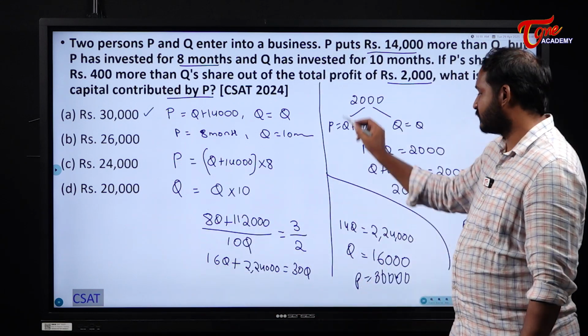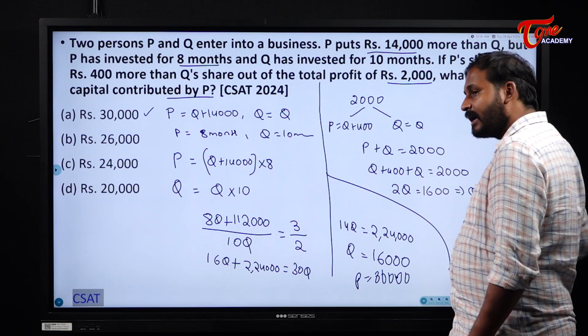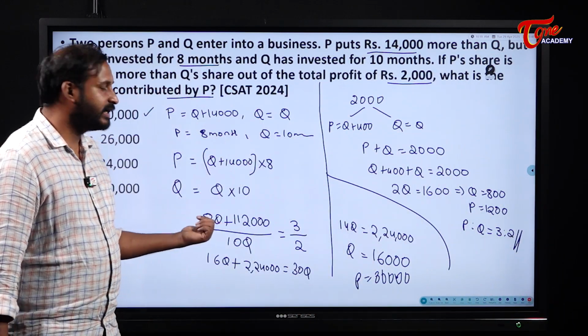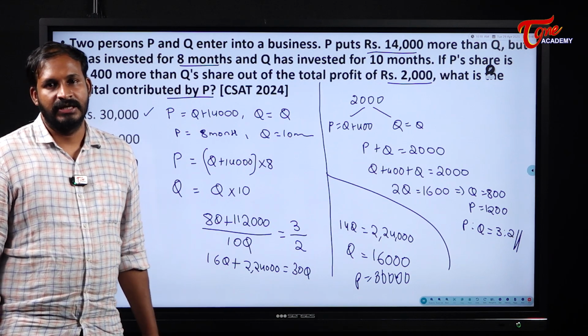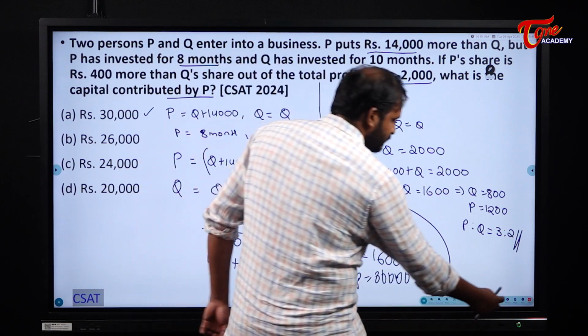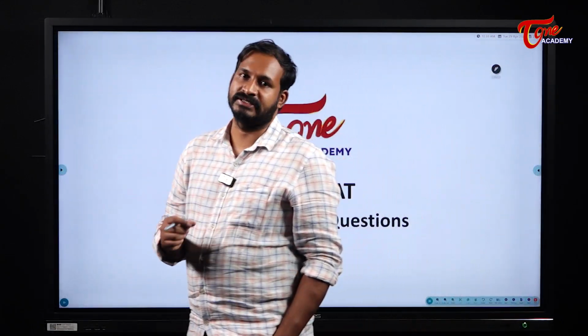So see students, first of all, we calculate the profits ratio. Based on that profits ratio, in reverse order we calculated their investments ratio. Understood? Right.